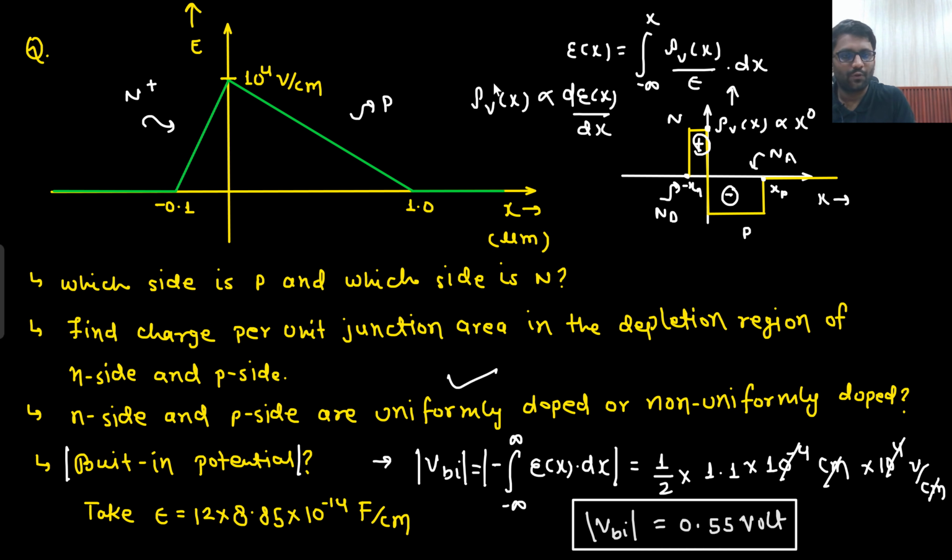From electric field we are going to a charge density this time. Usually we used to go from charge density to electric field, but we can come from electric field to charge density as well. There is no issue. We just need to differentiate it. So when I differentiate it, this is what I get.